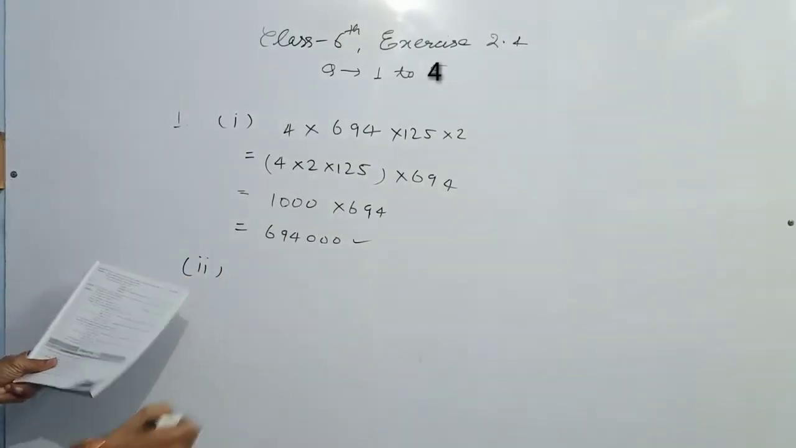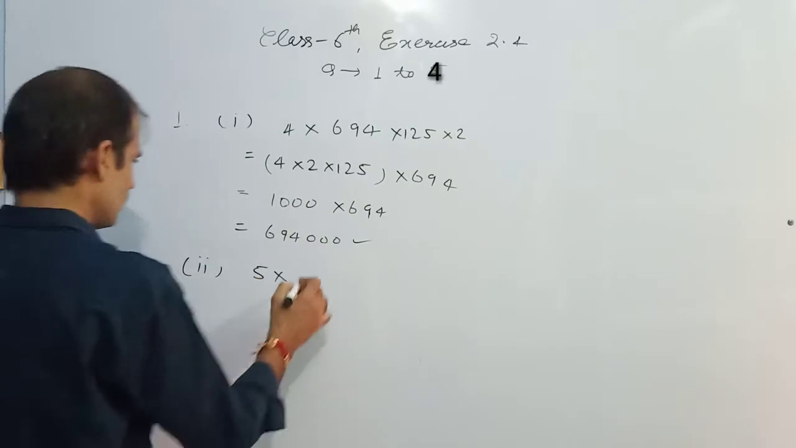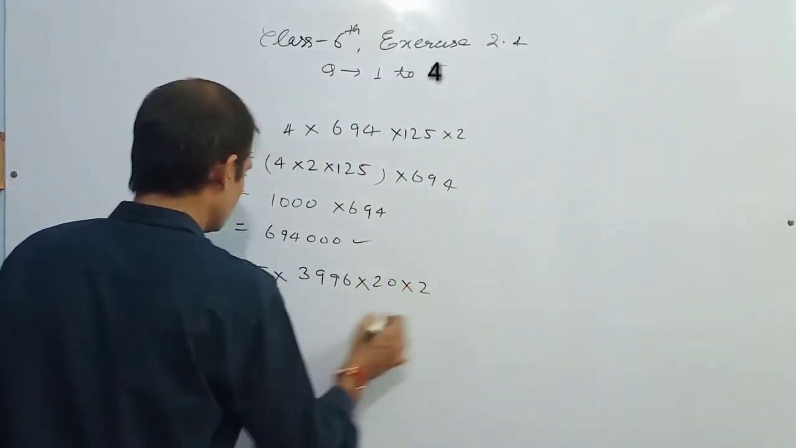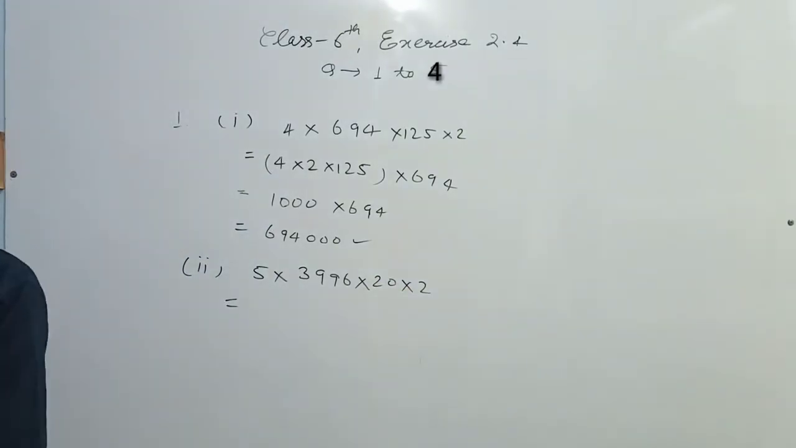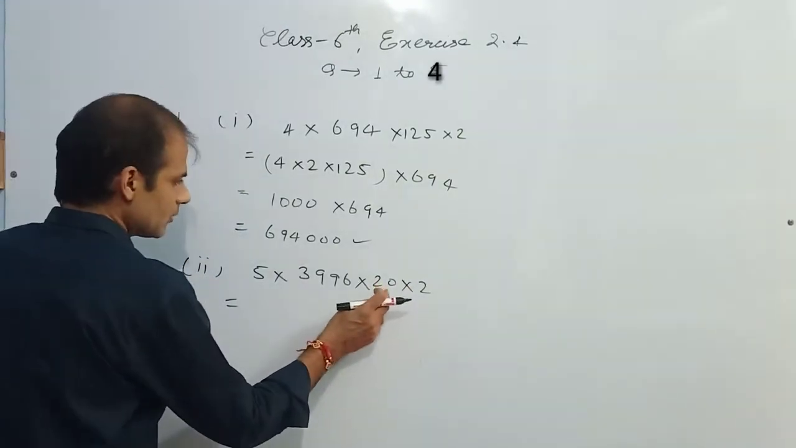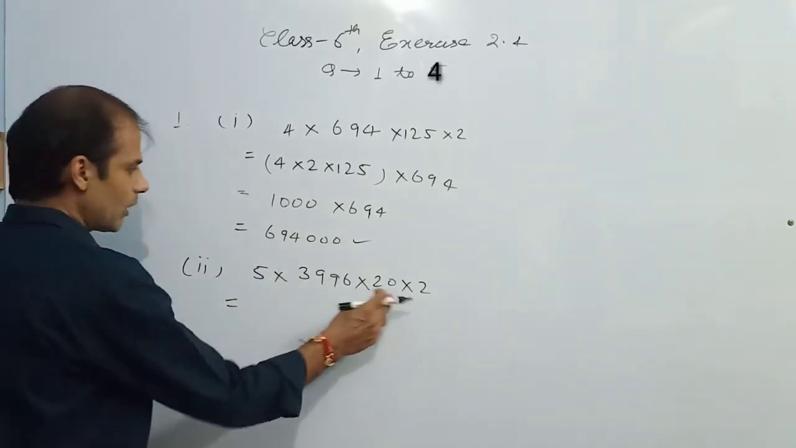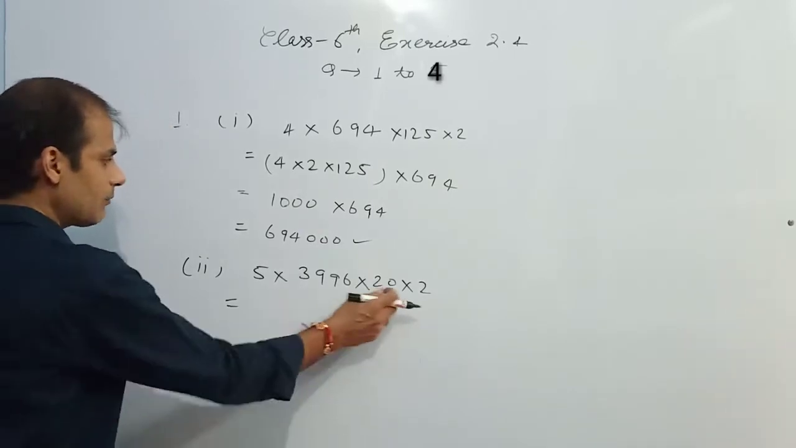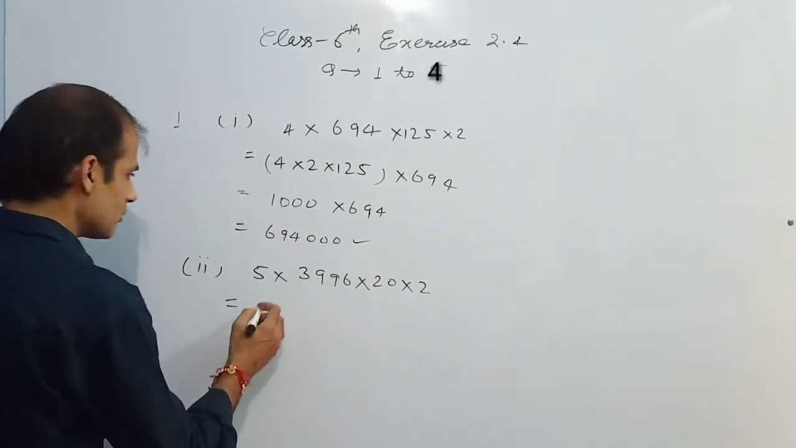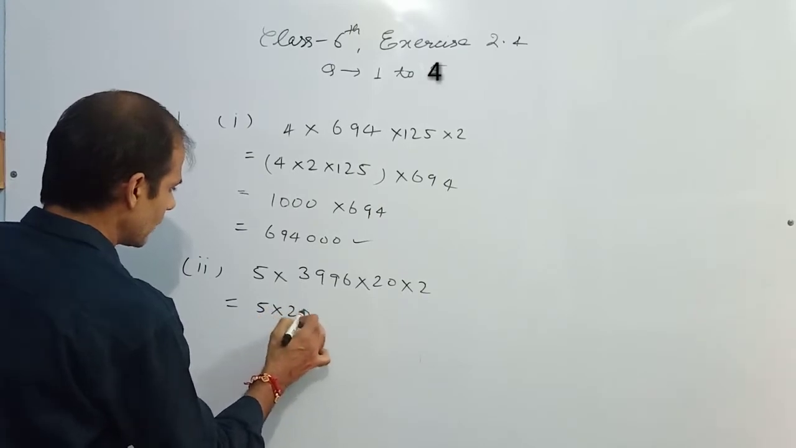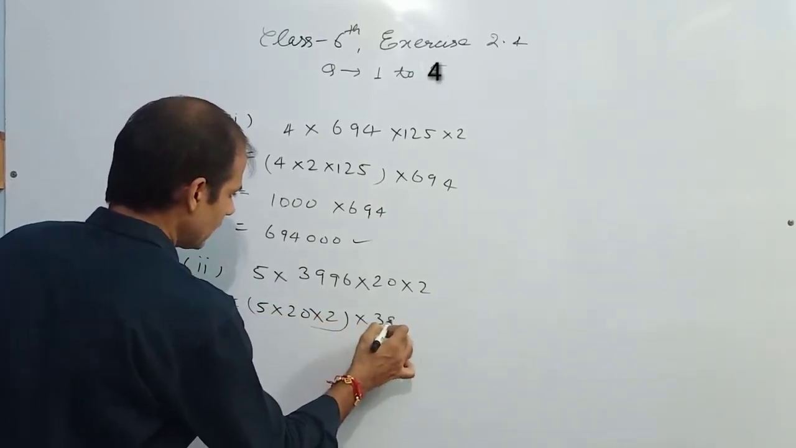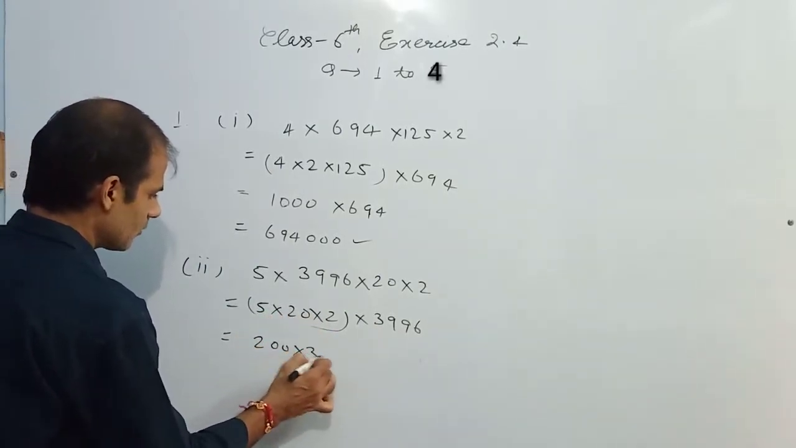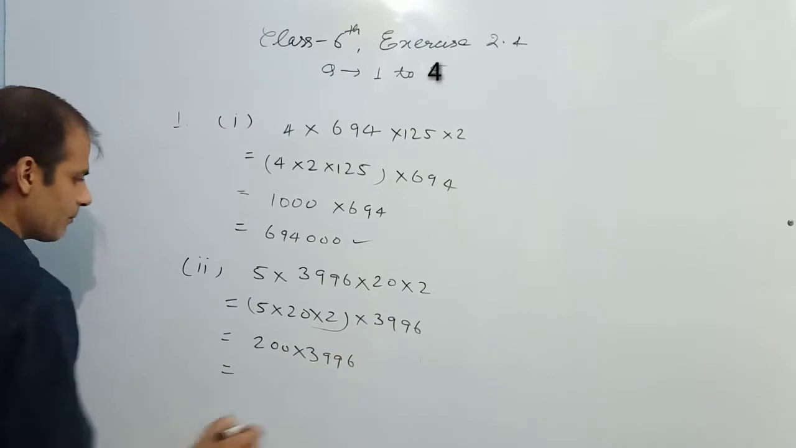Second part, 5 into 3996 into 20 into 2. Now you can regroup as 20 into 5 is 100 and 100 into 2 is 200. You know 20 into 5 is 100. So you can write 5 into 20 into 2 and 3996. So it is 100 and 100 into 2 is 200. Now easily you can multiply.